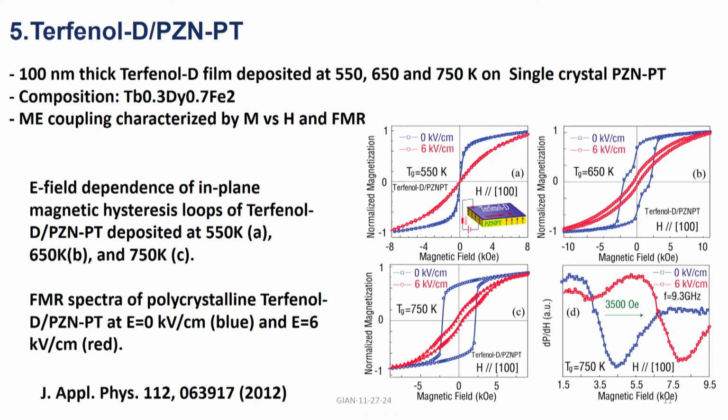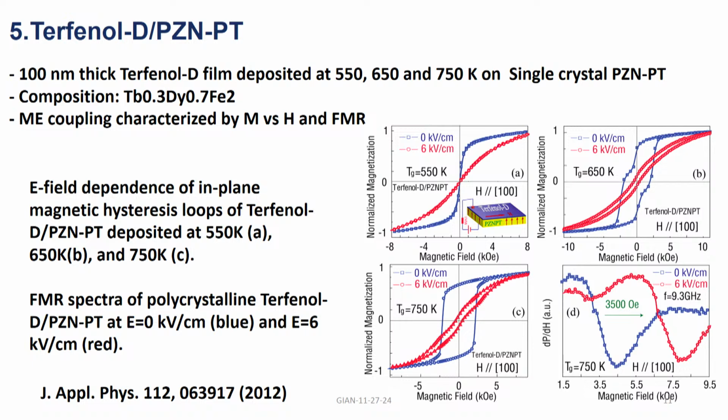And then Terfenol-D on PZN-PT. So, in this work, the authors sputtered a 100 nanometer thick Terfenol-D film. So, Terfenol-D is an alloy of terbium, dysprosium and iron. So, they made an alloy with this particular composition, terbium 0.3 and dysprosium 0.7. So, Terfenol-D is very sensitive to the content of terbium and dysprosium. So, everything changes, the magnetization, magnetostriction and so on.